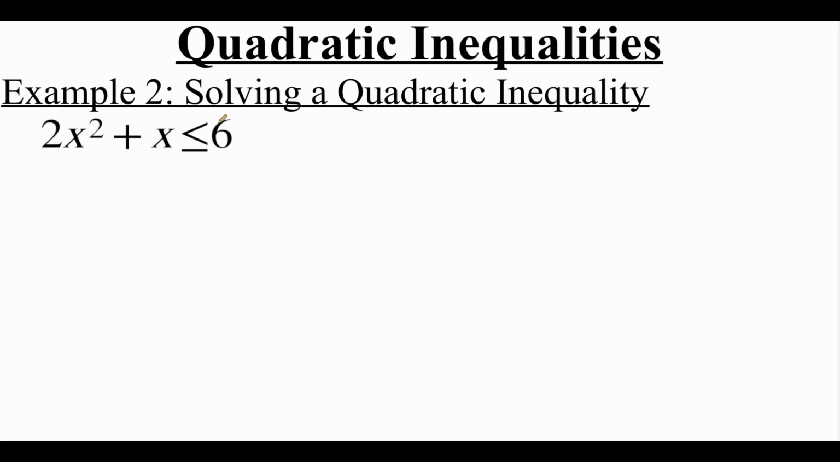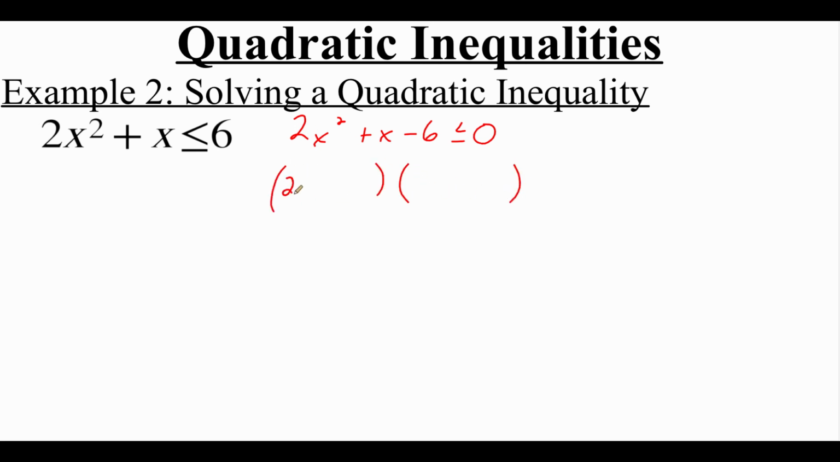Now this one's a little bit different because this one doesn't have 0 on the right hand side, but it should be pretty easy for us to get 0 over there by just subtracting that 6 over to the left. So then we would get 2x squared plus x minus 6 is less than or equal to 0. Now because of that 2 in front of our x squared, we're going to have to be a little bit careful when we do our factoring.